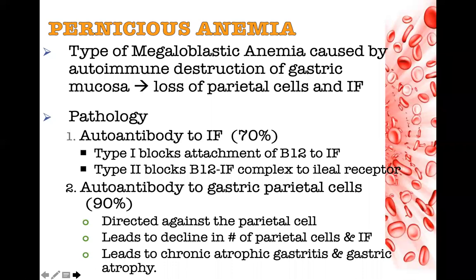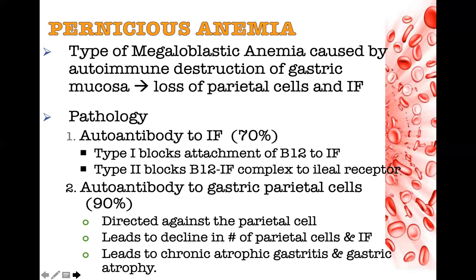Then we have what we call pernicious anemia. This is a type of megaloblastic anemia caused by autoimmune destruction of the gastric mucosa as a result of loss of the parietal cells, but consequently there would be a decrease in or loss of the intrinsic factor. So what causes this type of anemia? One, 70% may be a result of autoantibody to intrinsic factor. Type 1 usually blocks the attachment of B12 to the intrinsic factor, whereas type 2 blocks the B12 intrinsic factor complex with the receptors in the ileum.